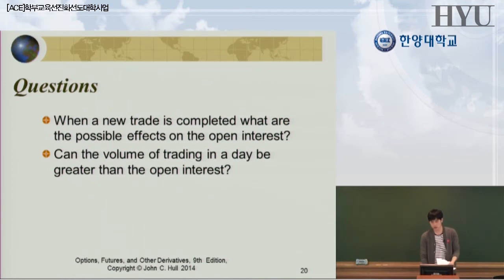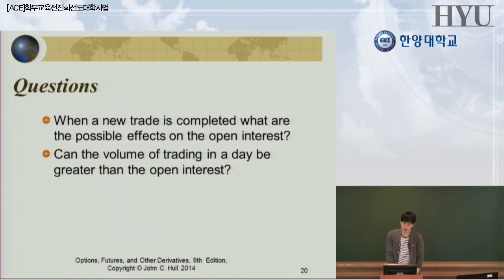And I have two questions here on the slide. The first one is, when a new trade is completed, what are the possible effects on the open interest? So there are basically three scenarios. This completed trade can increase the open interest, decrease it, or leave it unchanged. If both parties are initiating a new position, then the open interest will increase. And if both traders are closing an existing position, then the open interest will decrease.